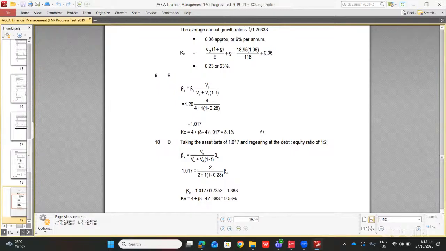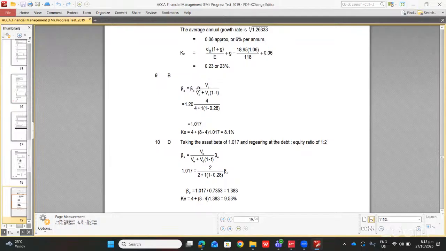8.1%. Now, continuing from the information you had there, this was where the company was all equity financed, meaning they only had equity alone. But what if they now plan to finance it with a debt to equity ratio of 1 to 2?